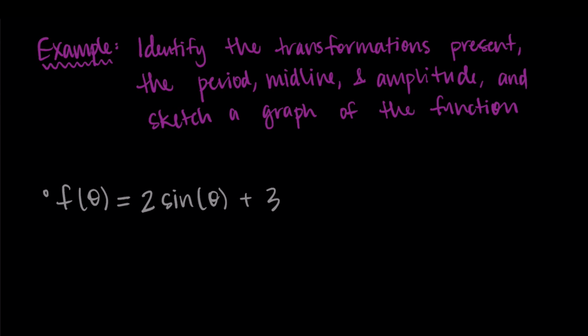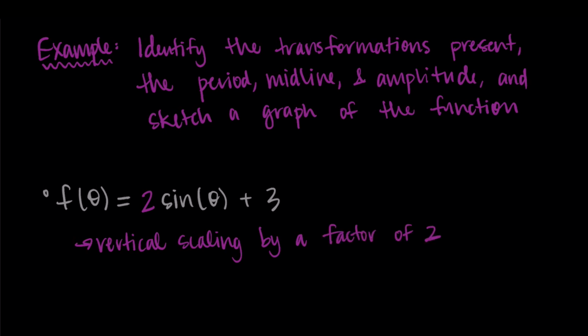So first, let's identify the transformations. I see we have a 2 multiplied by that sine, and so that's an A transformation, so it's a vertical scaling by a factor of 2. And then that plus 3 is on the outside, so this is a shift up by 3. So we have an A and a D transformation.